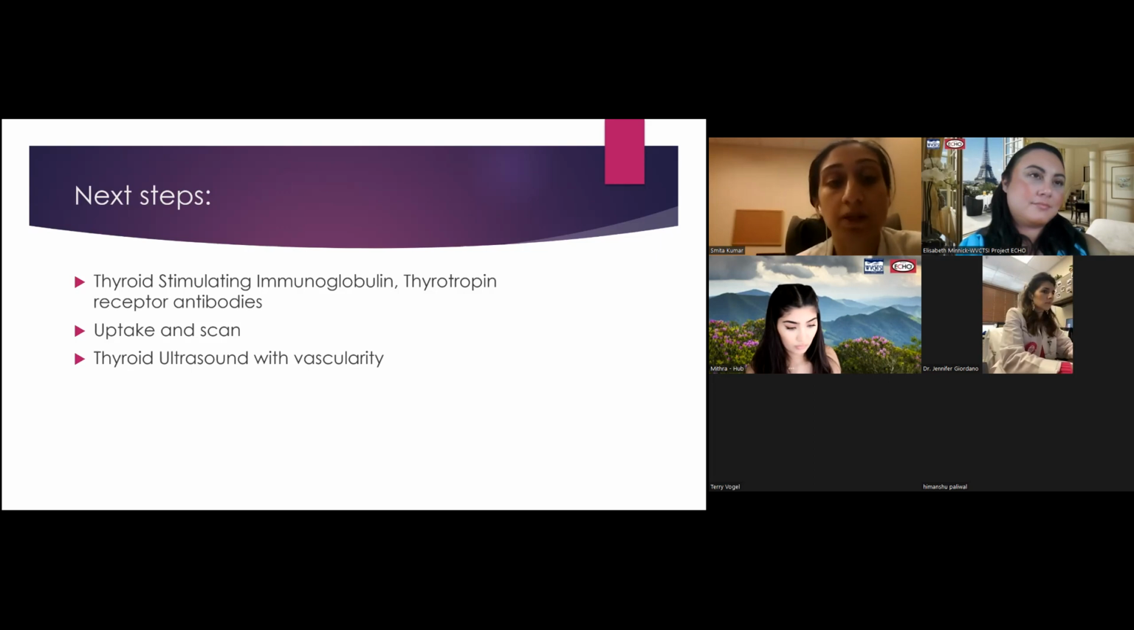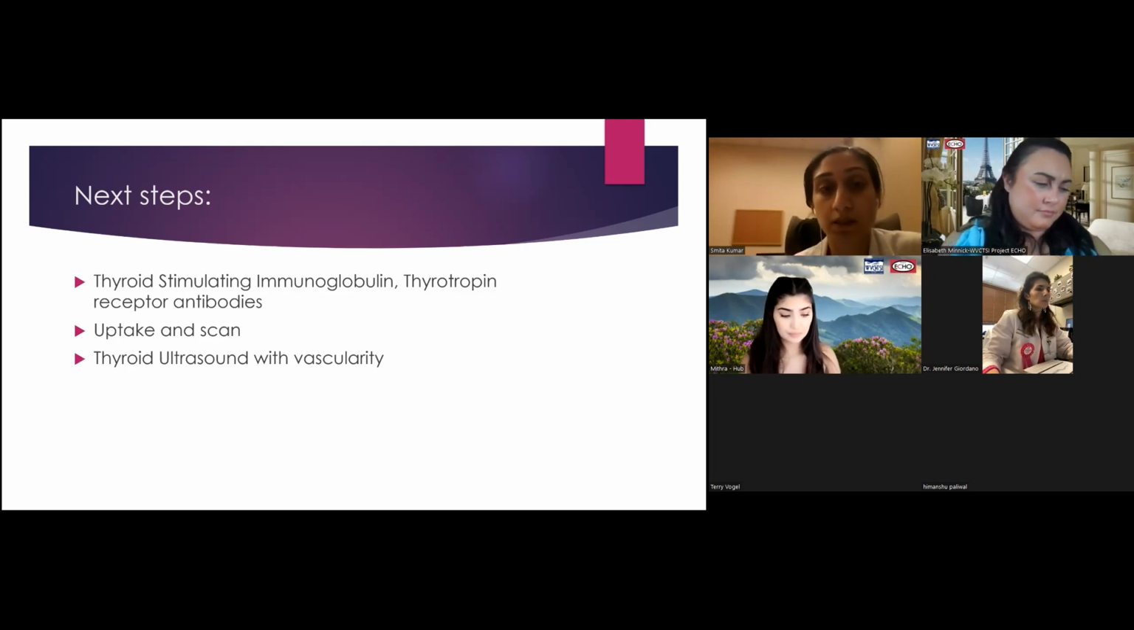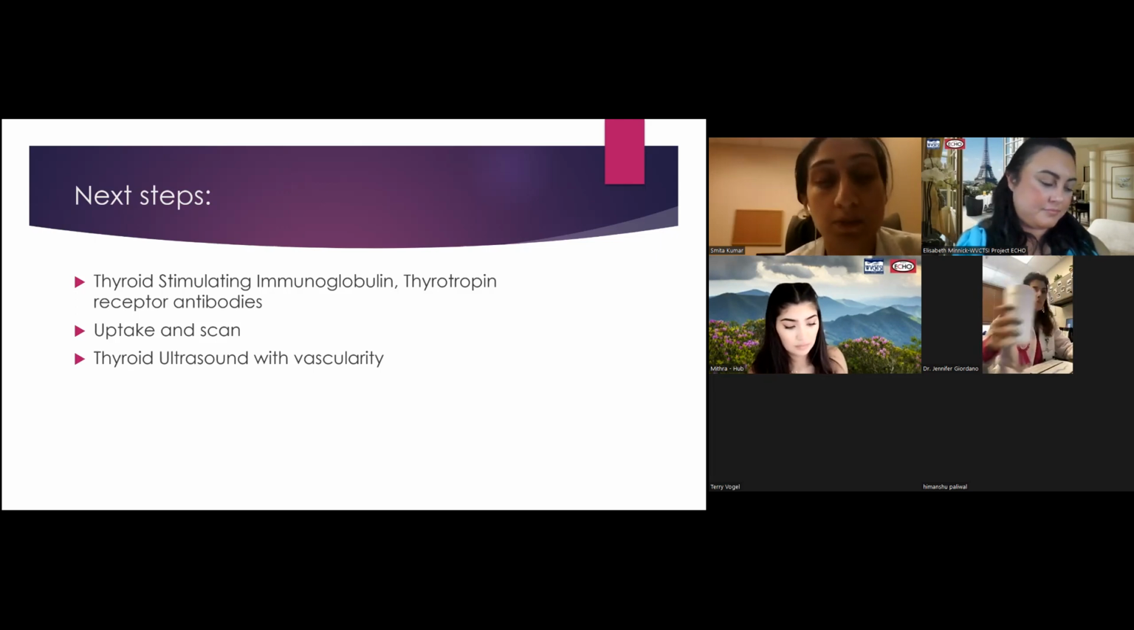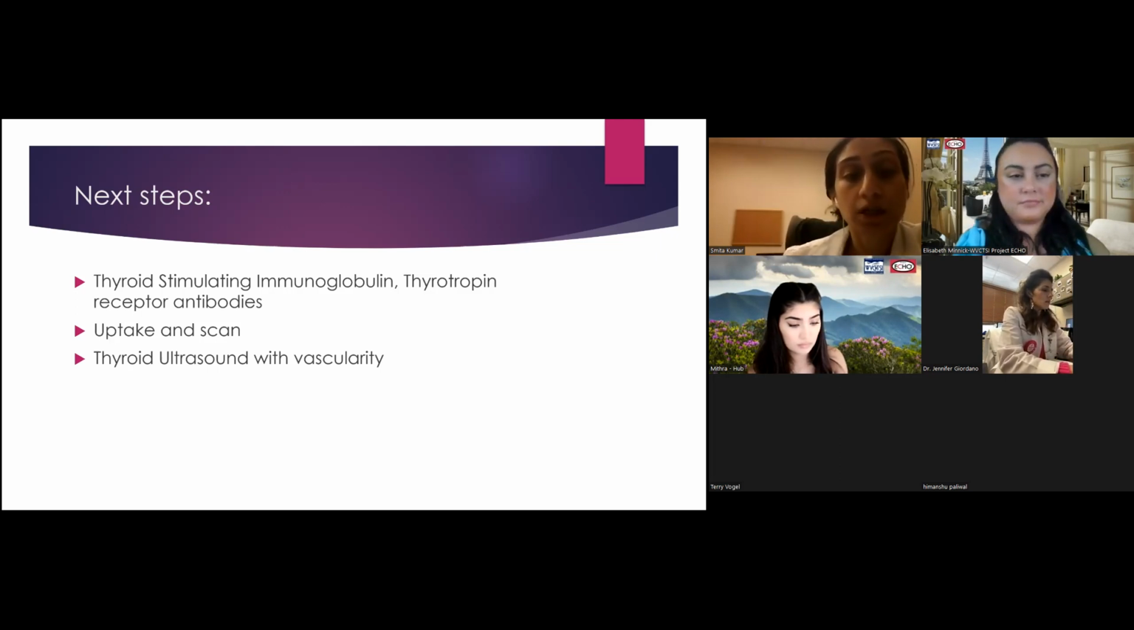An uptake and scan will basically show you: does the patient have diffuse uptake, which is more consistent with Graves' disease? Do they have focal uptake, which is more consistent with a hot nodule? Or do they have decreased uptake, which is more consistent with thyroiditis? If you don't get your answer from the blood test, then the next step would be to get an uptake and scan. A thyroid ultrasound with vascularity never gives you the reason why they have hyperthyroidism, but kind of supports it. So if you're getting an uptake and scan, you'll also want to get an ultrasound along with that, basically to look for any underlying thyroid nodules.